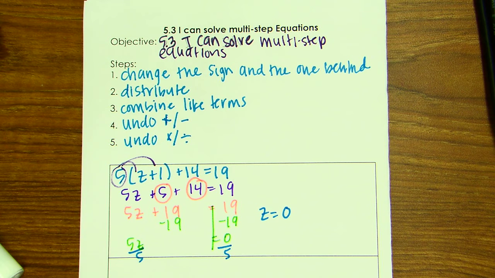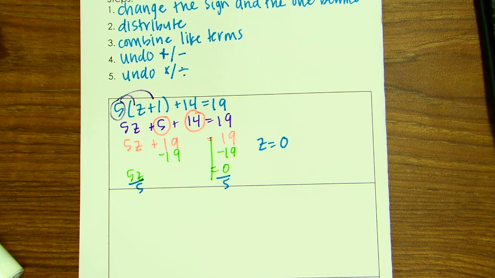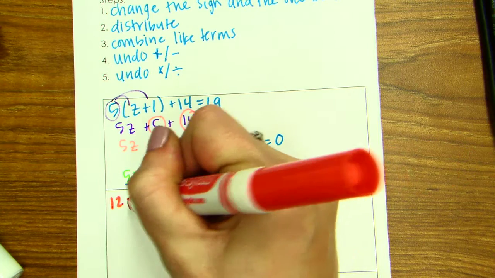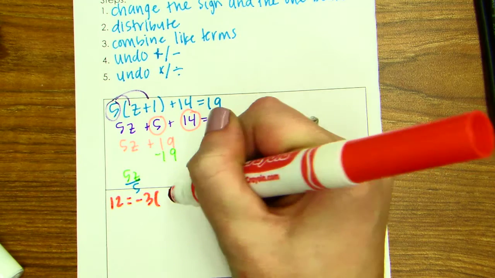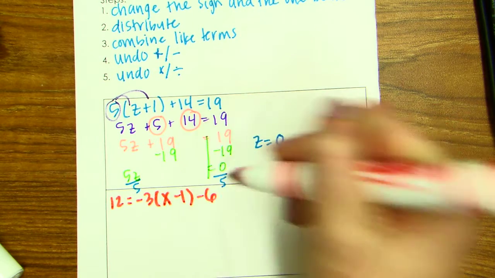All right, for example 2, I am going to do 12 equals -3 times x minus 1 minus 6.